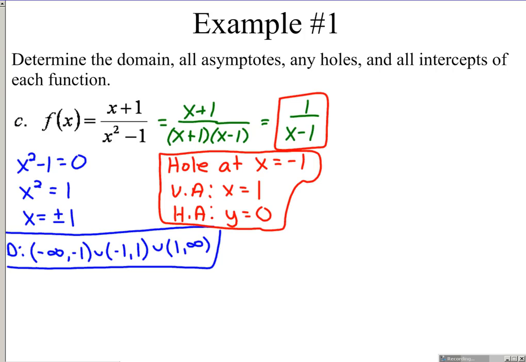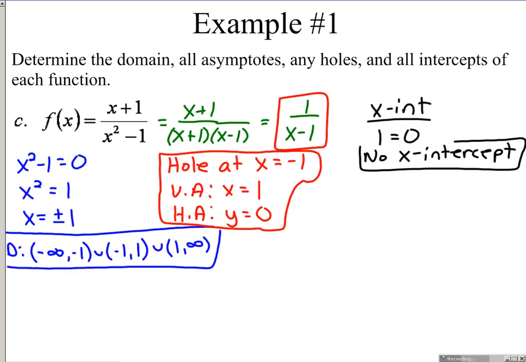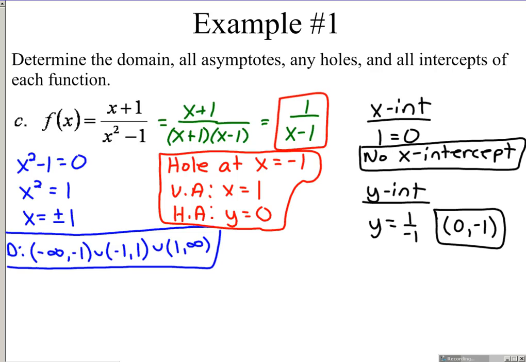Finally, intercepts. X-intercept. Set the numerator equal to 0. 1 equals 0. That means there is no x-intercept. Y-intercept. Plug in 0 for x. We get 1 over -1, which means we're going to have a y-intercept at (0, -1).